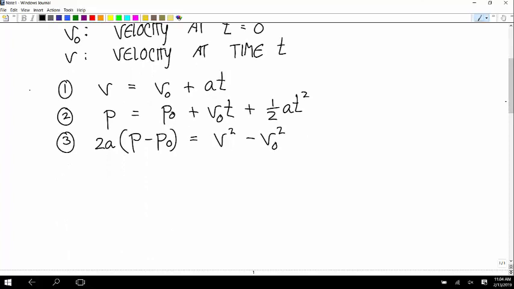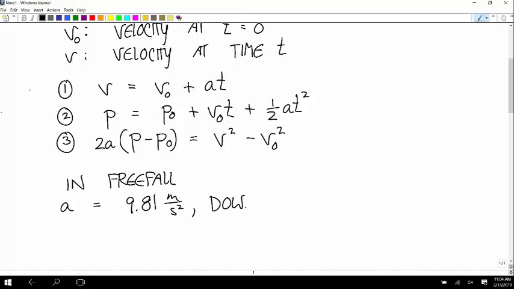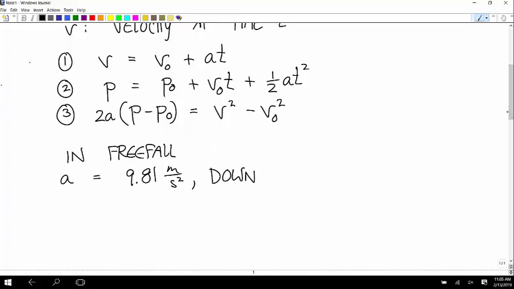And then in free fall, the acceleration is 9.81 meters per second squared down. And when an object is at its highest point in a projectile motion, yes.